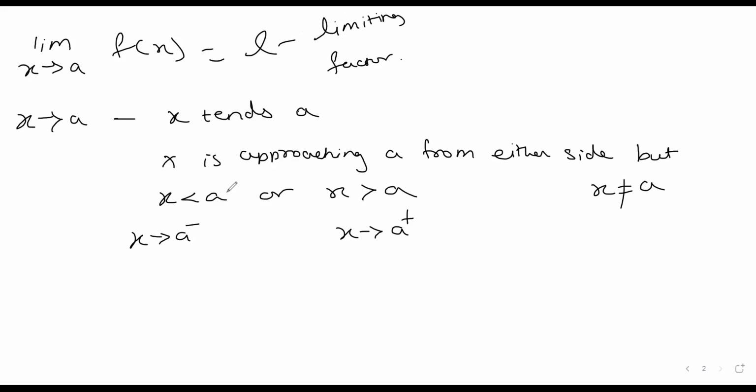It is simple that x tends to a, that is x approaches a from either side. X will never become a, so x will never cross a. So y will also never cross L. Getting this? It's very simple. Limit is very simple.